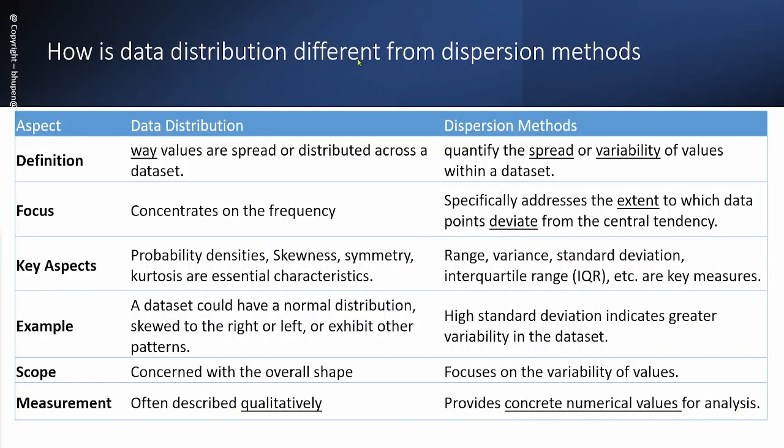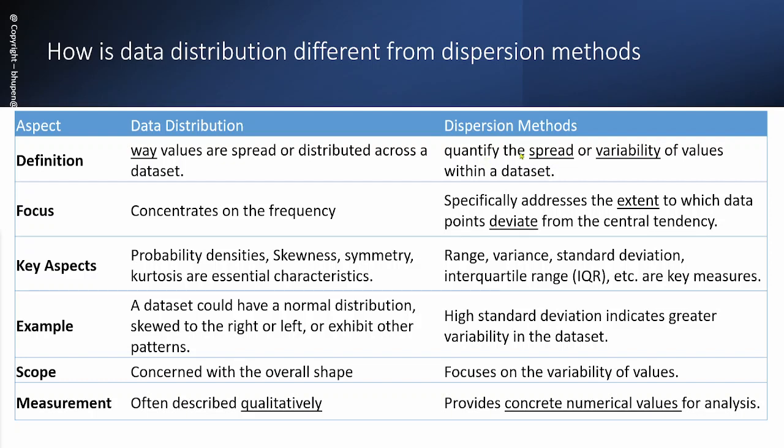So how is data distribution really different from the dispersion method that we talked about in a previous video? Let's try and understand that. Data distribution is about how the data is spread or distributed in a data column.